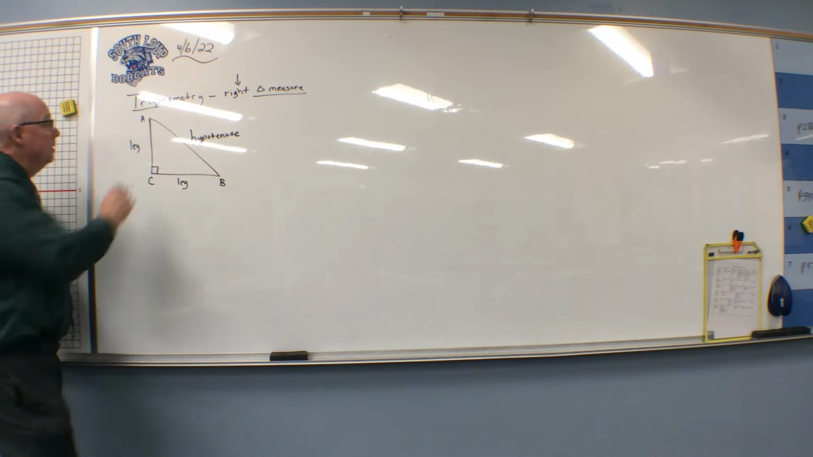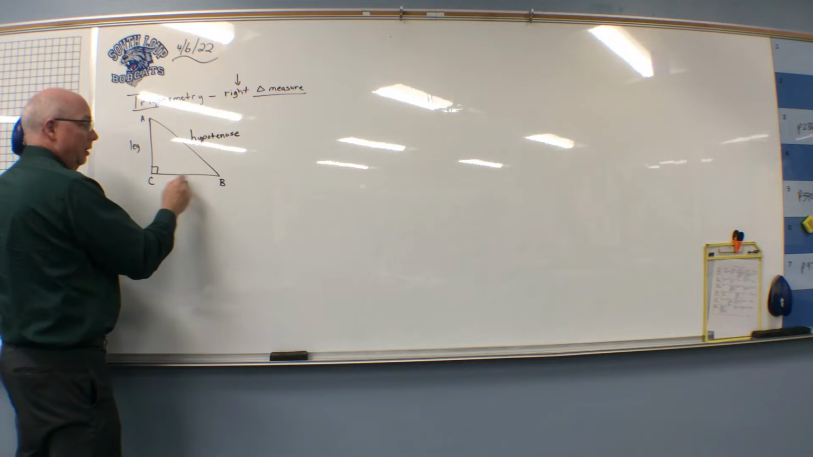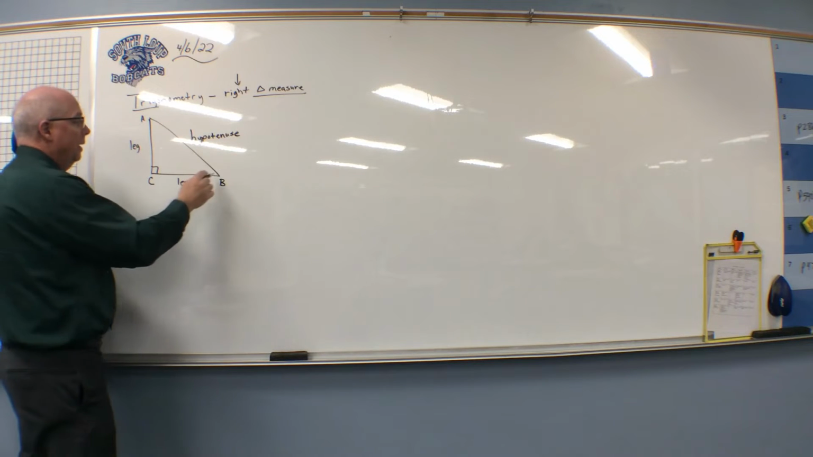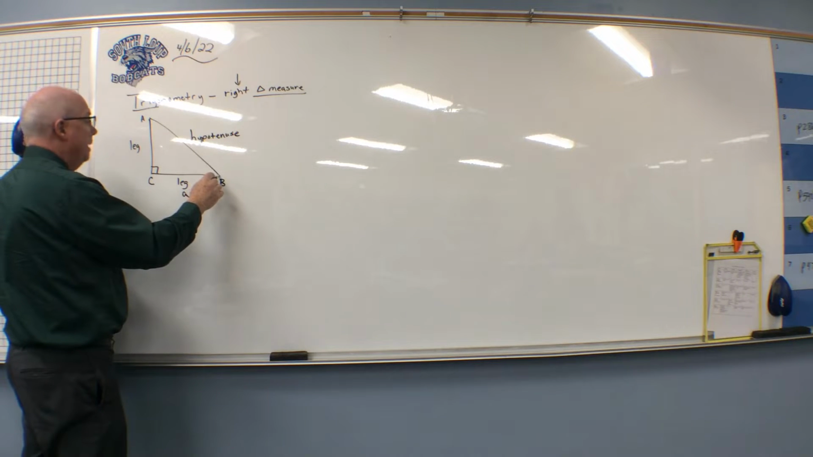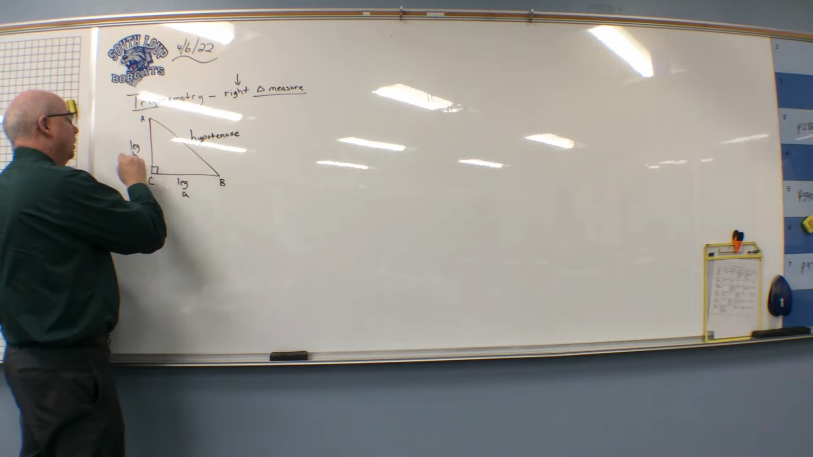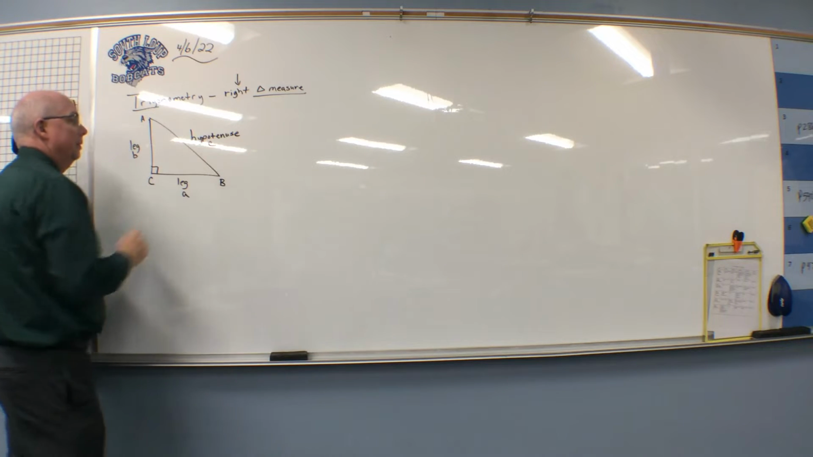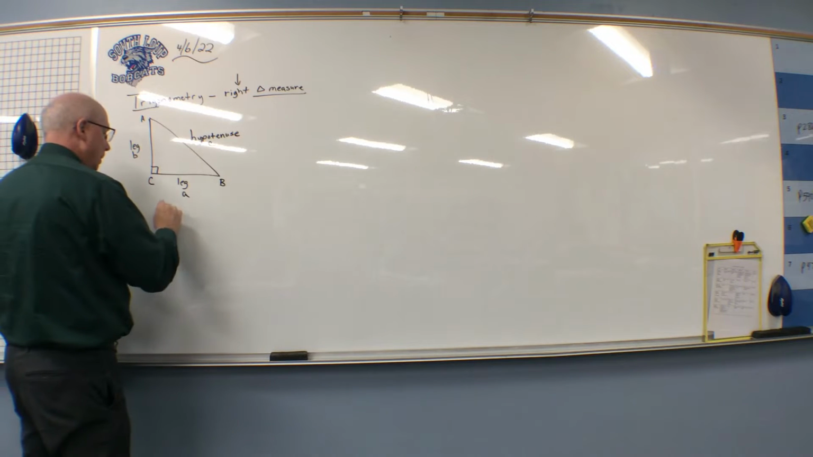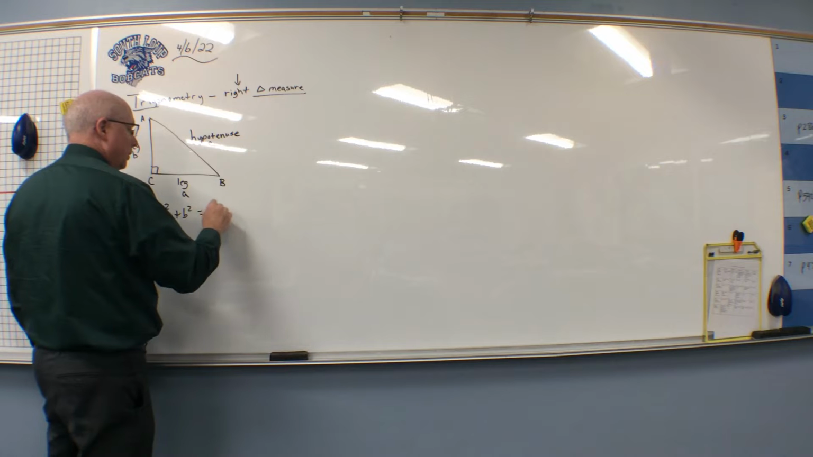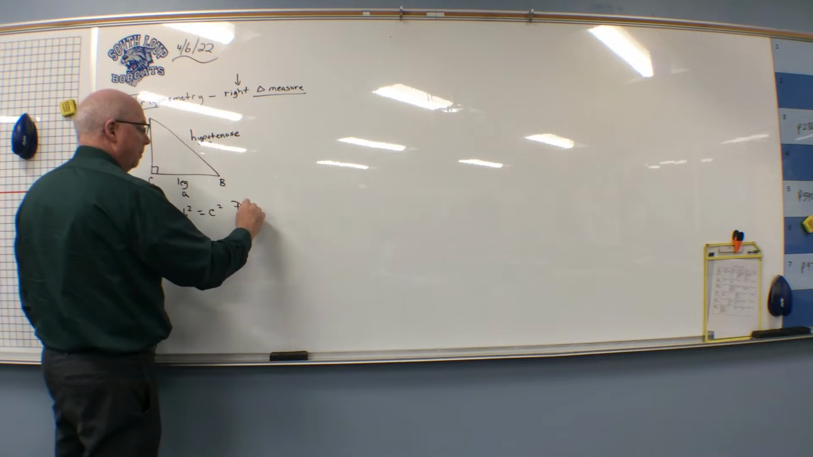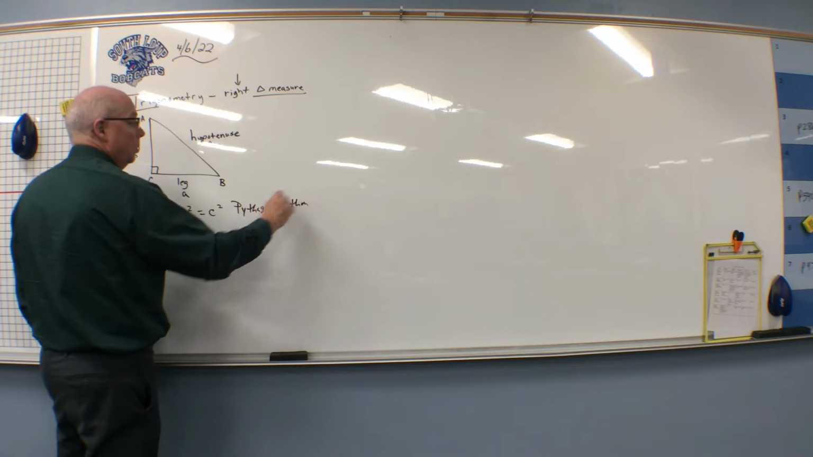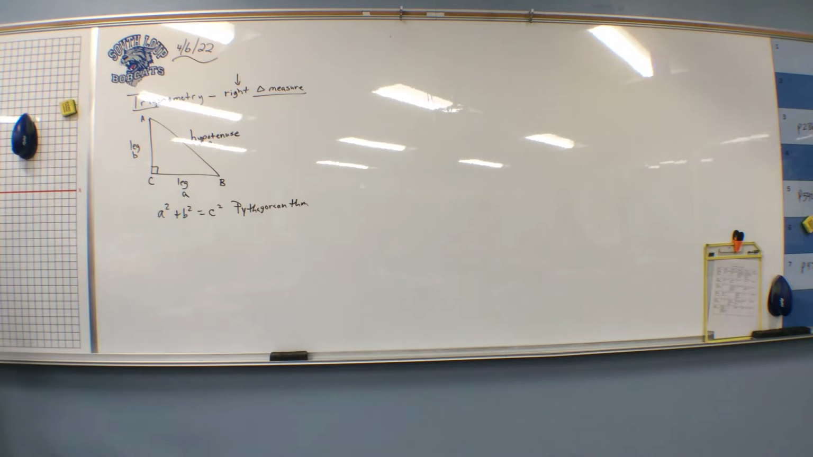Now, the side opposite angle A is this side. Do you understand it? We call that little a. The side opposite angle B, we call little b, and the side opposite the right angle is c. And that's where you get the a squared plus b squared equals c squared of the Pythagorean theorem. Remember that? I like to say leg squared plus leg squared equals hypotenuse squared. Any questions thus far?